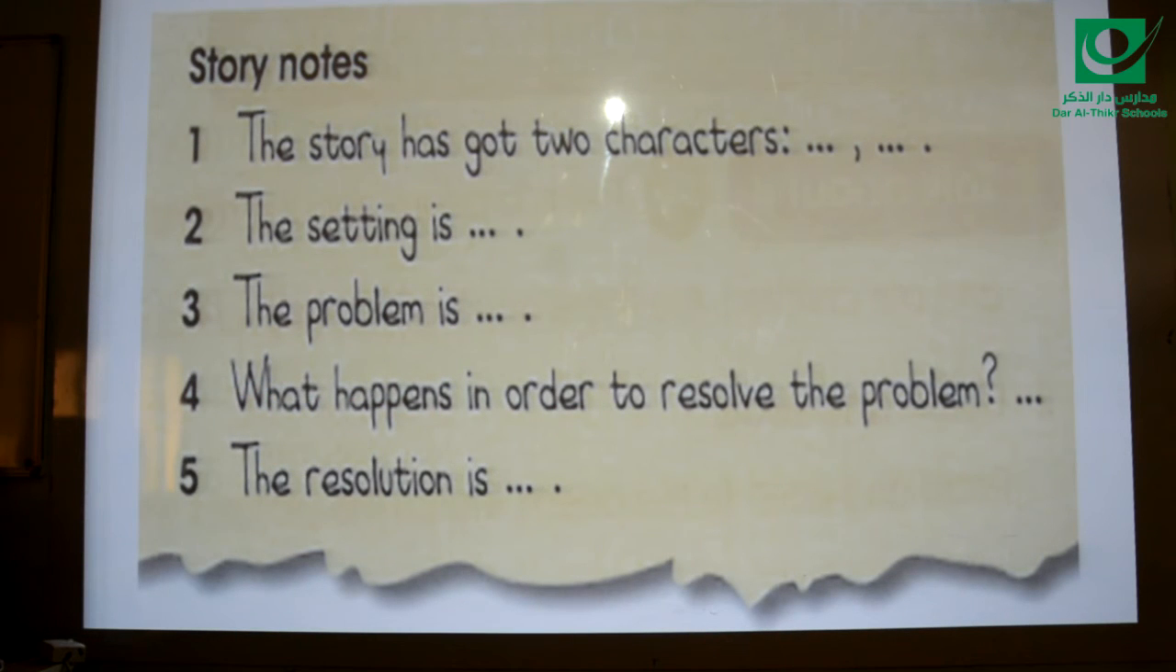Story notes. Okay, the story has got 2 characters. You know, what are the characters? It means people or animals in the story. The teacher and the girl. The setting, I mean place and time. What is the place of the story? In the classroom and outside the classroom.